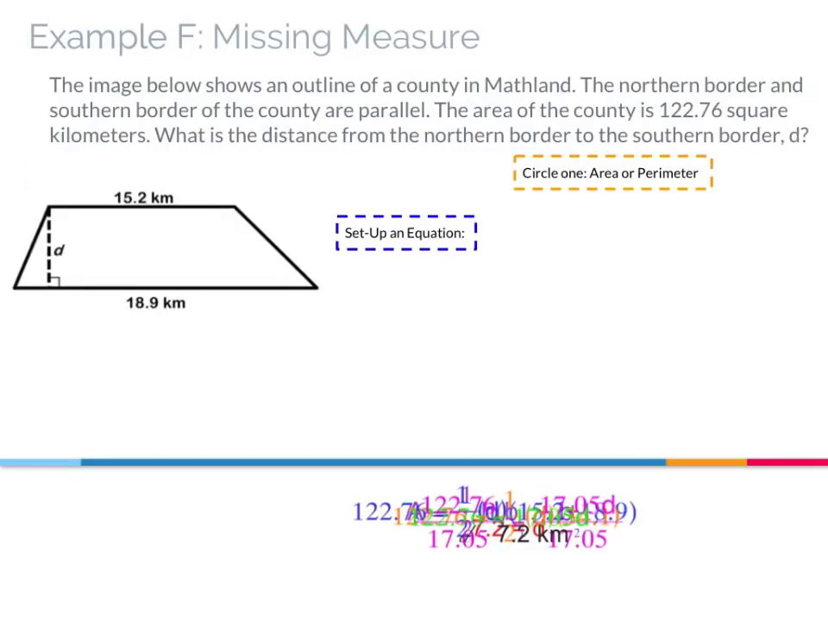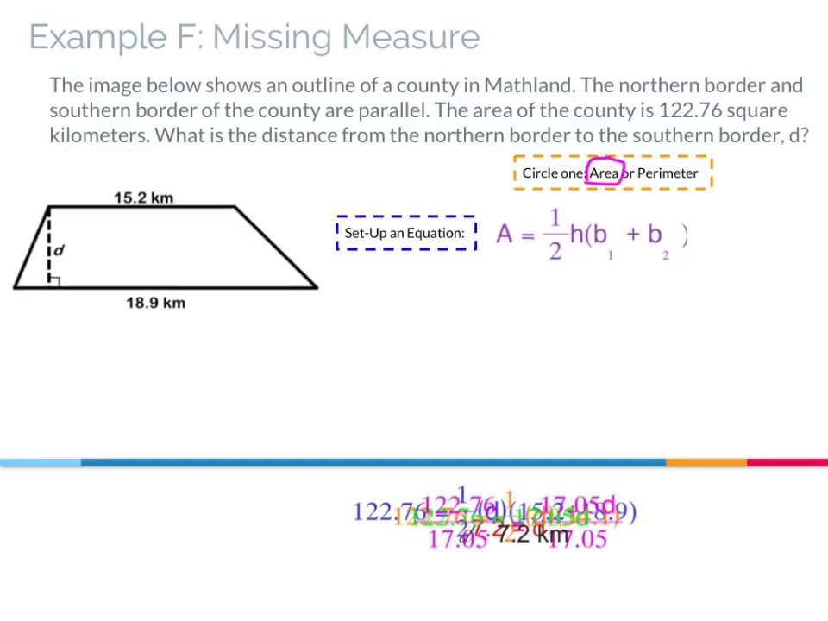For example F, the image below shows an outline of a county in Mathland. The northern border and the southern border of the county are parallel. The area of the county is 122.76 square kilometers. What is the distance from the northern border to the southern border, D? For this problem, we need the area formula of this county, and this county happens to be in the shape of a trapezoid.